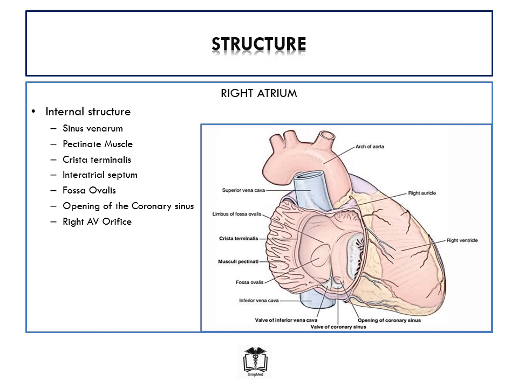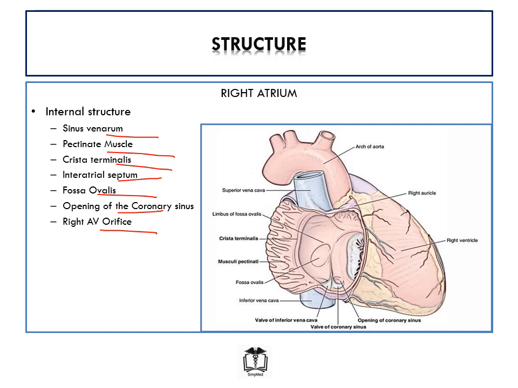Let's talk about the internal structures of the right atrium. So if we cut open the right atrium and we look into it, we will then see a number of structures. There are about 7 of these. This includes the sinus venarum, the pectinate muscle, the crista terminalis, the interatrial septum, the fossa ovalis, the opening of the coronary sinus, and the right atrioventricular orifice. Each of these structures has particular functions that we need to know about, starting with the sinus venarum.